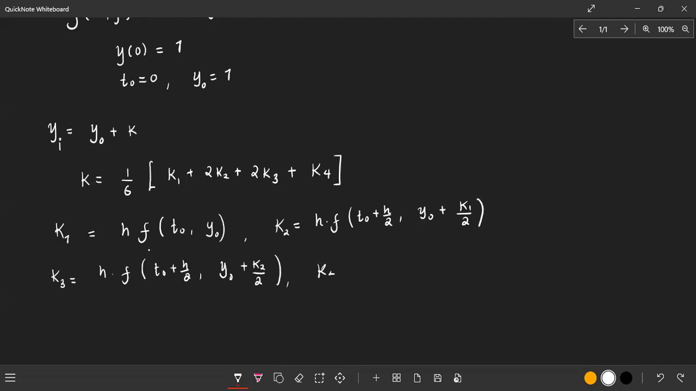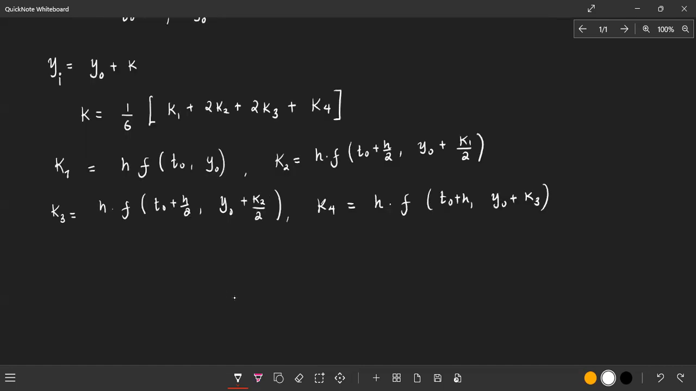Finally, k4 can be calculated as h times f of t naught plus h, comma, y naught plus k3. Here, as you can see, we're not dividing anything, right? So k is not divided, similarly h is not divided. So that's how we can remember k4. Similarly, k1 and k4, their inputs are not divided by 2. So now that's how we need to get all these values of k: k1, k2, k3, and k4.